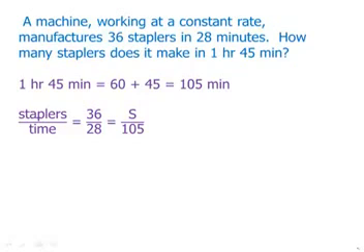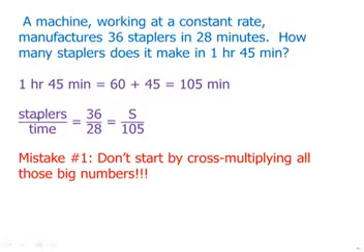Well, first of all, it would be a mistake to cross-multiply right here. To cross-multiply, do 36 times 105, then 28 times S, and then try to divide that gigantic number by 28. That would be a nightmare. Please do not make a mistake like that. So do not start by cross-multiplying all those big numbers together.